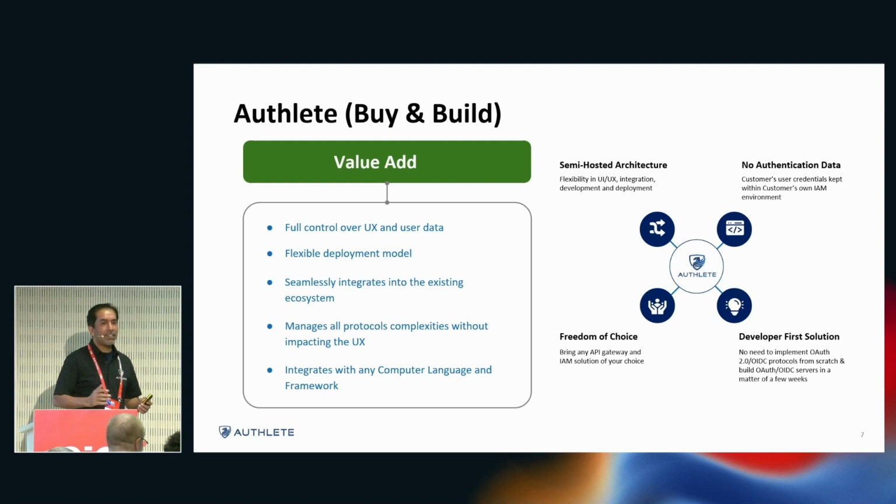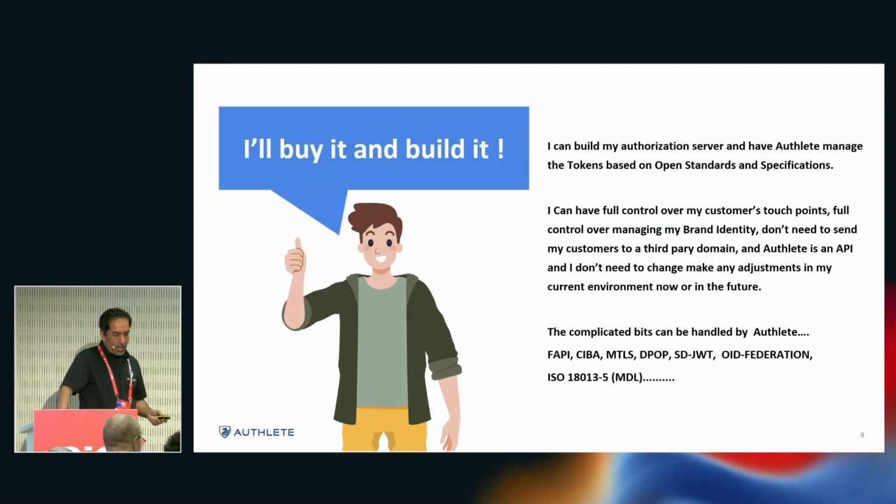So somebody might say, hey, but I'm using a vendor solution. How do I use Authlete? Or I have my own. Well, we can integrate with almost any third-party service because we're an API away. And I'll explain this in the next slide. I can build my own authorization server and have Authlete manage the tokens based on open standards and specifications. I can have full control.